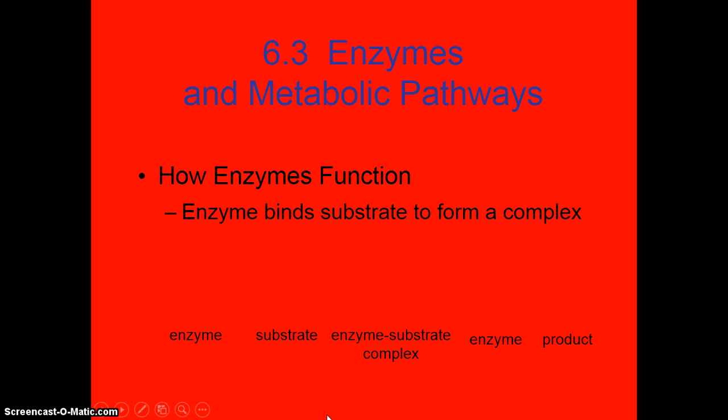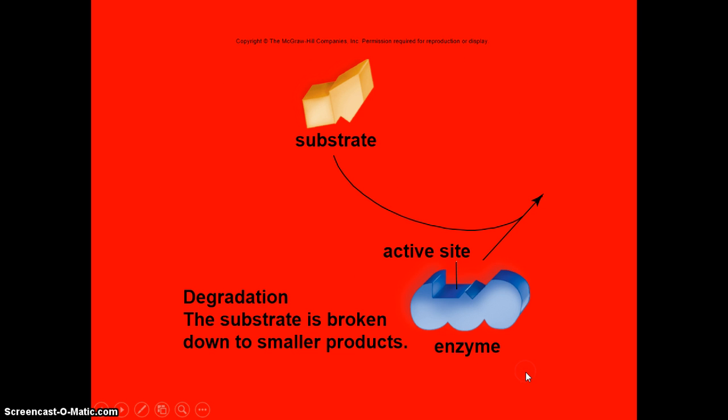So how do enzymes function? Enzymes bind a substrate to form a complex. An enzyme plus a substrate forms an enzyme-substrate complex, which then releases, and you have an enzyme and a product at the end of the reaction. Let's look at the difference between an enzyme and a substrate. Enzymes have a place called an active site, where the substrate comes in contact with it, and this allows it to speed up the reaction that's going to take place.